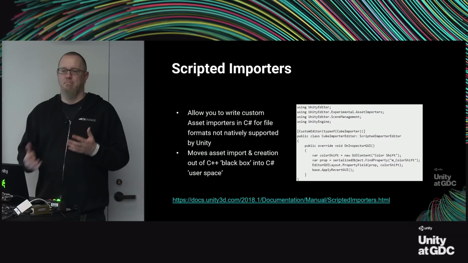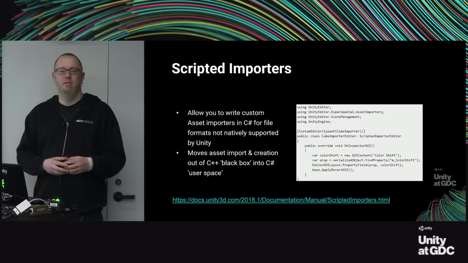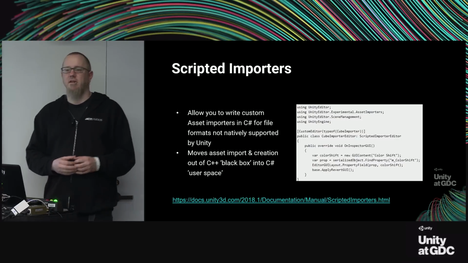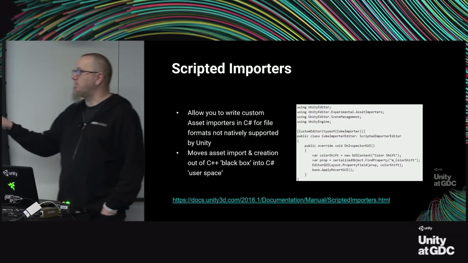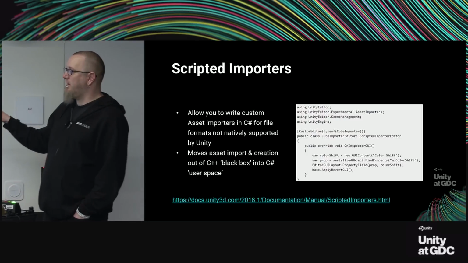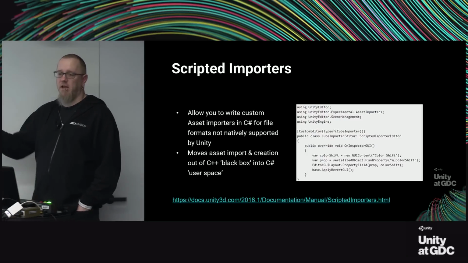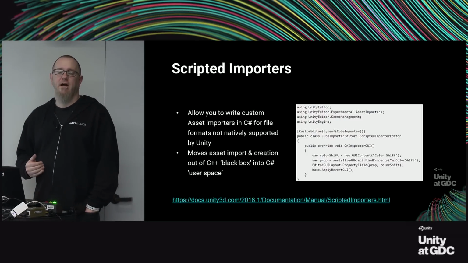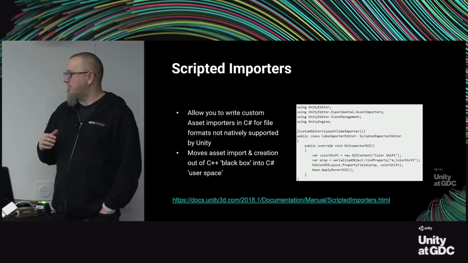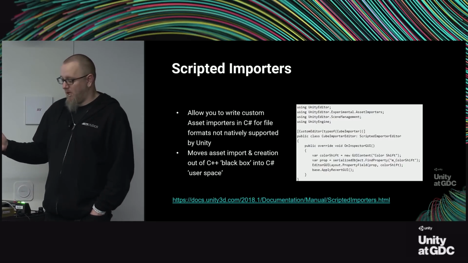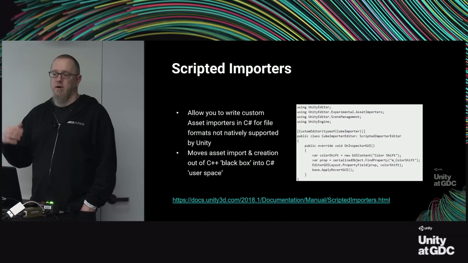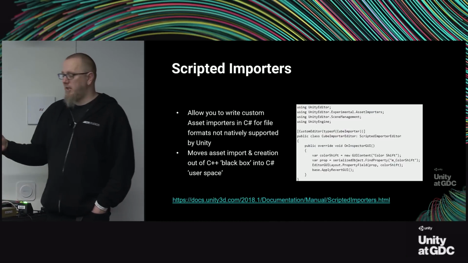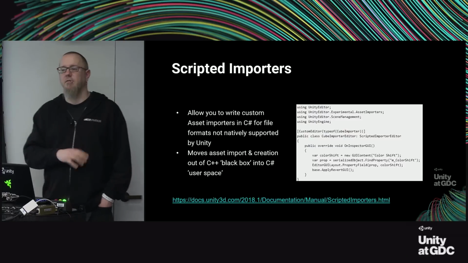We added asset pre and post processors a couple versions ago, but it really still didn't give you the control that you needed. So the whole goal with the scripted importers is to allow you to tag any file type and then create your own import pipeline based on that file type. This gives you a super powerful way of manipulating content coming into Unity. Our FBX SDK integration is now moving into C# user land. Same thing with Alembic or USD or some of the other file formats.